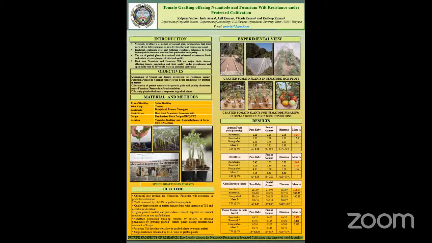So we can say the grafting is the eco-friendly solution for nematode and fusarium resistance in protected cultivation, with improved yield and quality. Thank you.